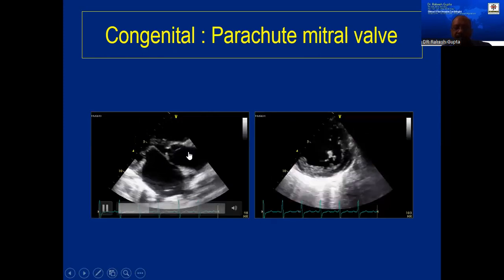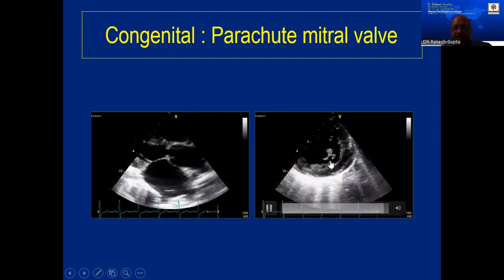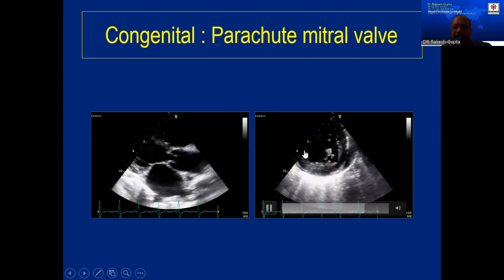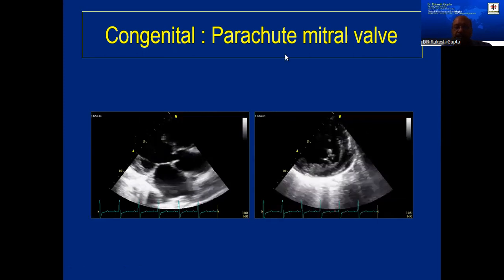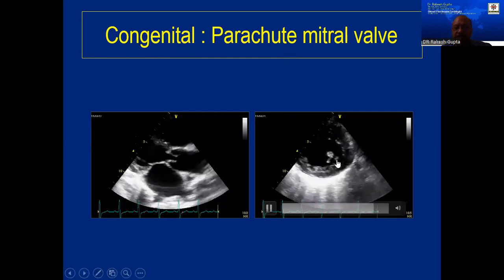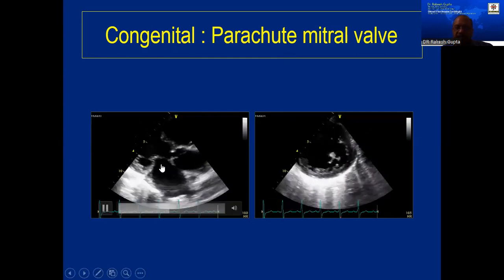Then, parachute mitral valve. Why this is a parachute is, we have only one papillary muscle, the lateral one. The medial is not seen at all. So all leaflet tips get attached to a single papillary muscle, giving rise to a parachute mitral valve.